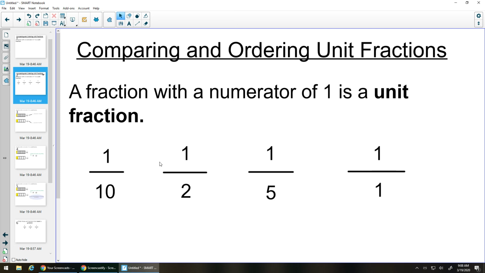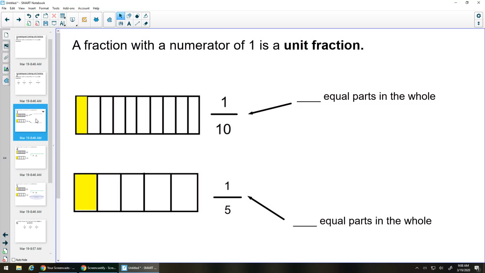It is quite easy to compare these fractions to figure out what is greater and what is least. When we look at unit fractions, the equal parts of the whole have different sizes. In the fraction 1/10, because there's a denominator of 10, there are 10 equal parts in the whole. In the fraction 1/5, there are 5 equal parts of the whole.